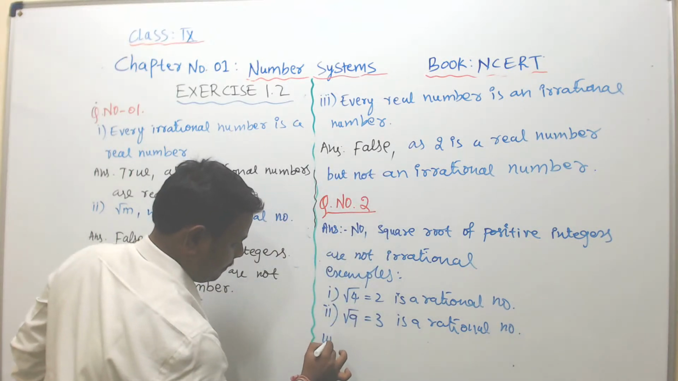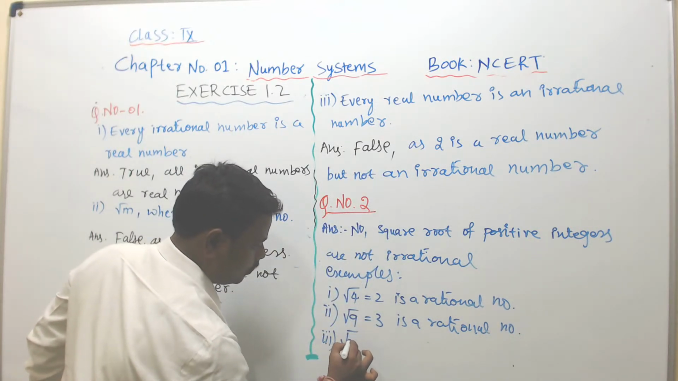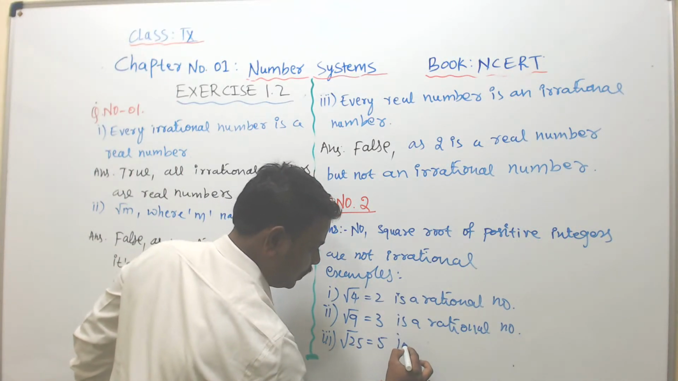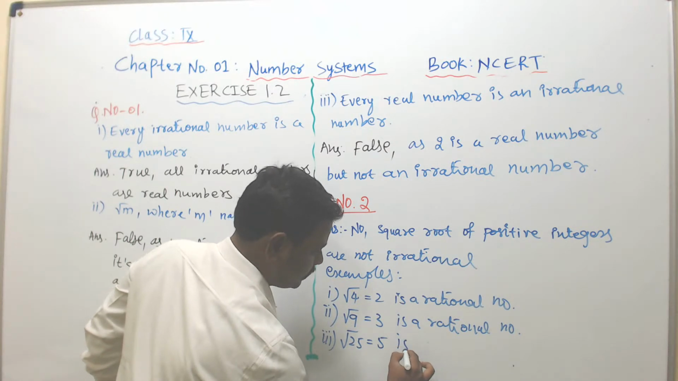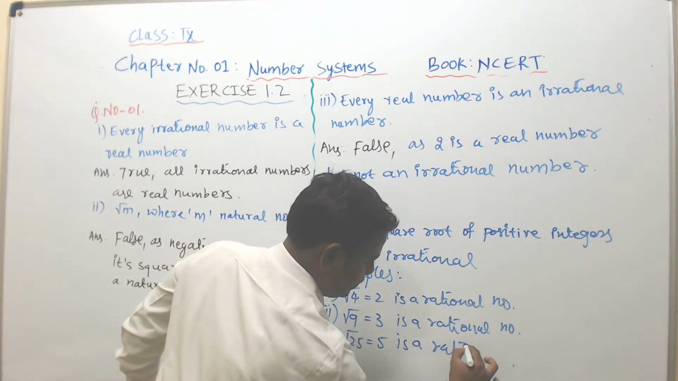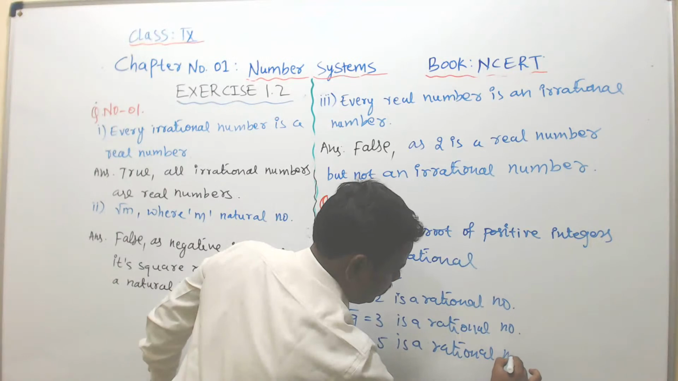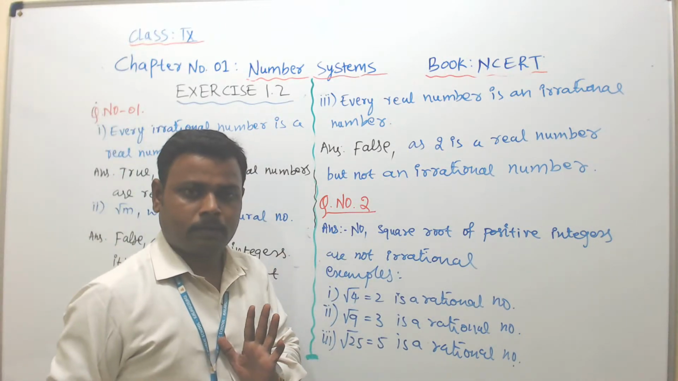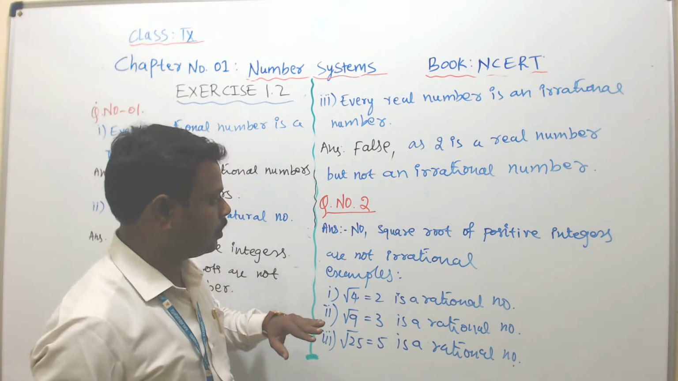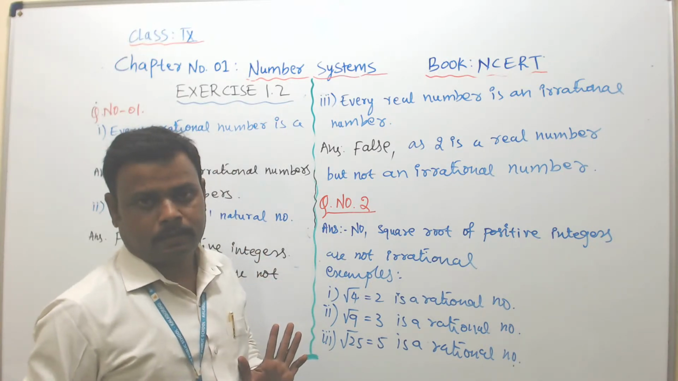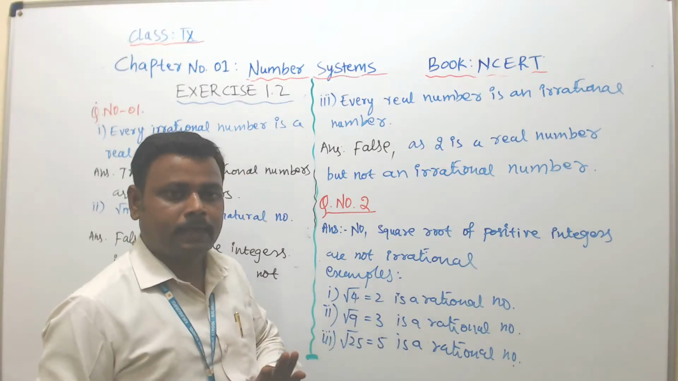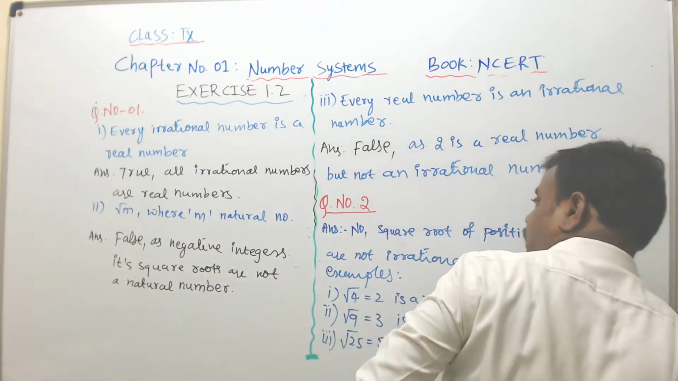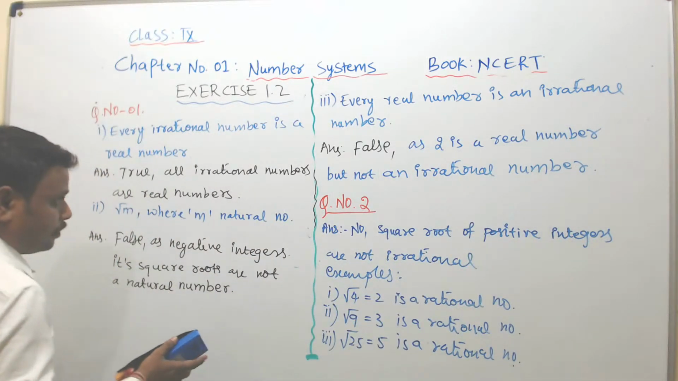Third one, root 25 is equal to 5. The square root of 25 is 5, and 5 is a rational number. So that's why we are saying the square roots of all positive integers are not irrational. Some are rational. Okay.